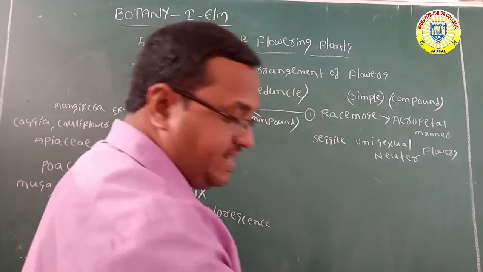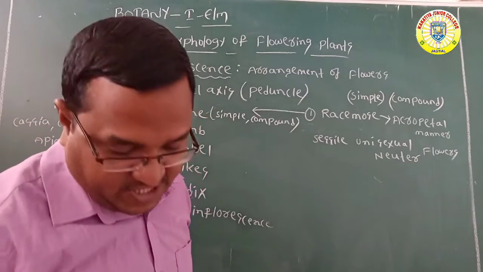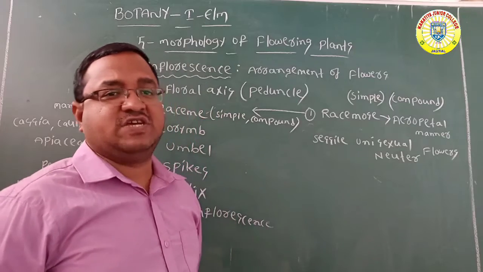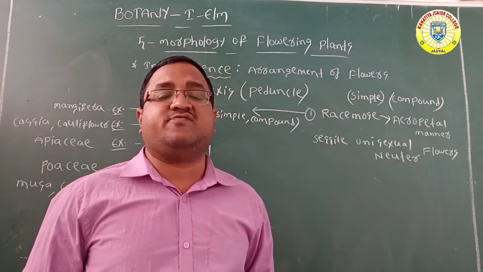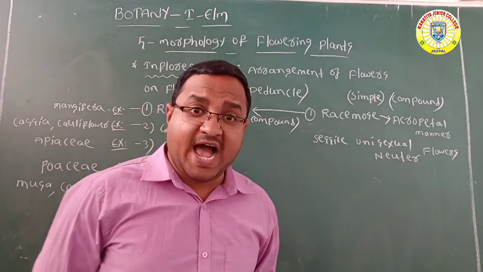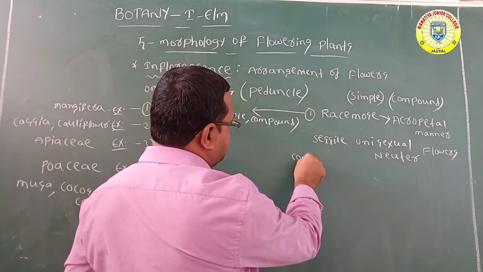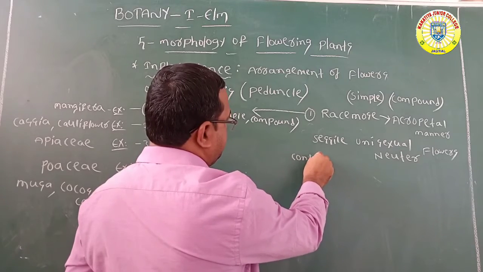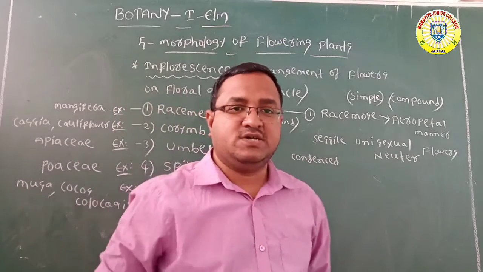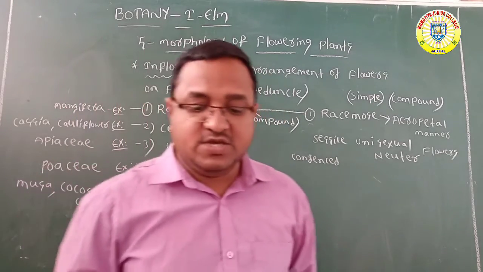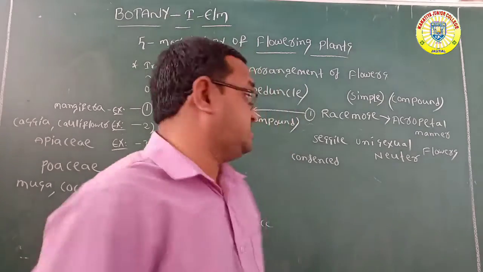The last one, head inflorescence. Especially the Asteraceae family, Compositae, which is also called Asteraceae family. You can see head inflorescence. But what is head inflorescence? Here, the floral axis is condensed. On the condensed floral axis, you can see unisexual, bisexual, sessile flowers.